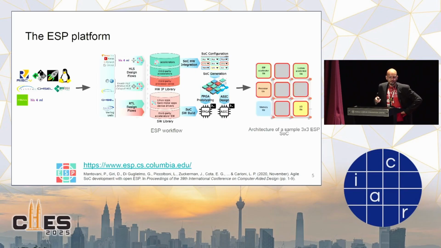And what we have coming out of the flow is something similar to this. This is just a sample architecture, a 3x3 ESP system on chip. We have here 2 accelerators, 1 CPU tile, 1 memory tile, 1 I/O tile, and I'm going to go a little bit deeper in detail after that.